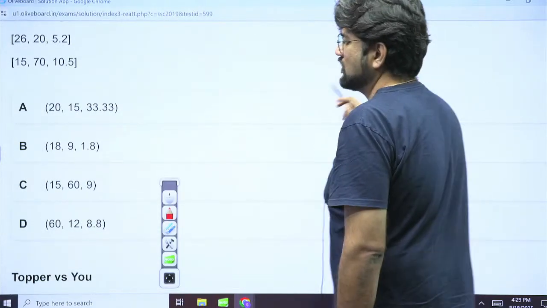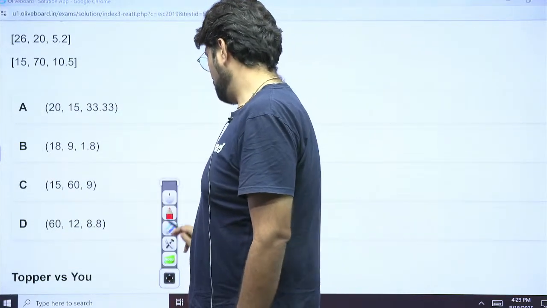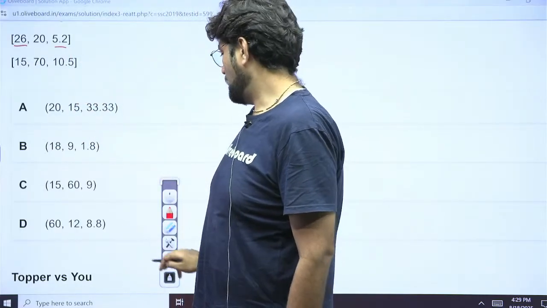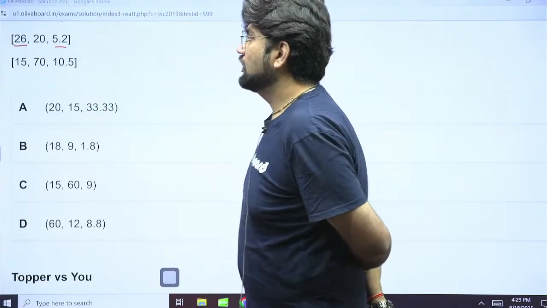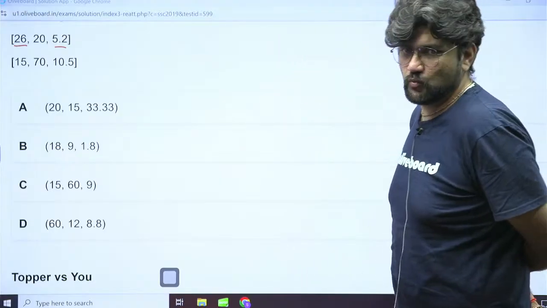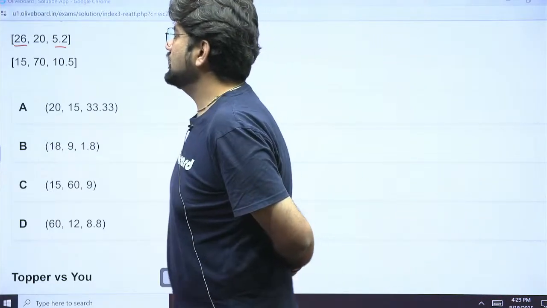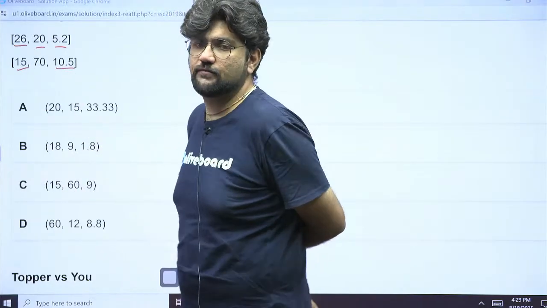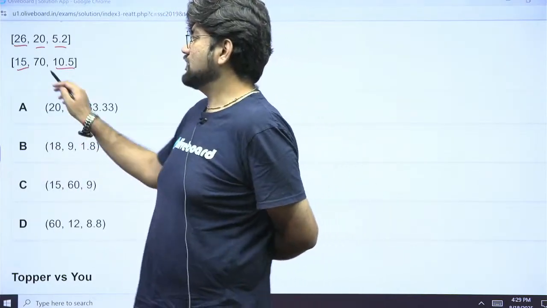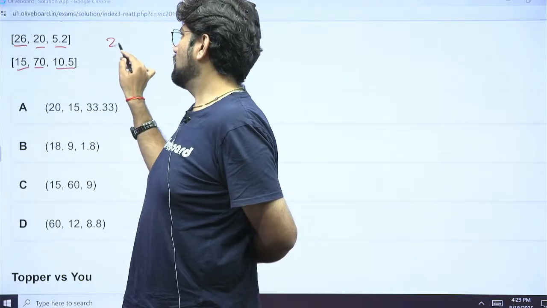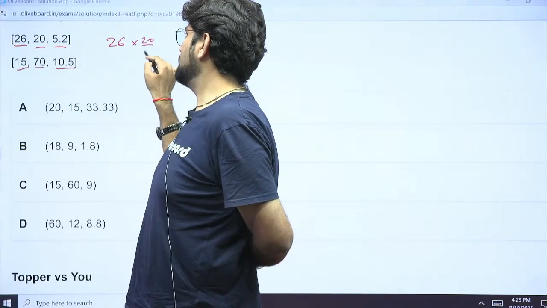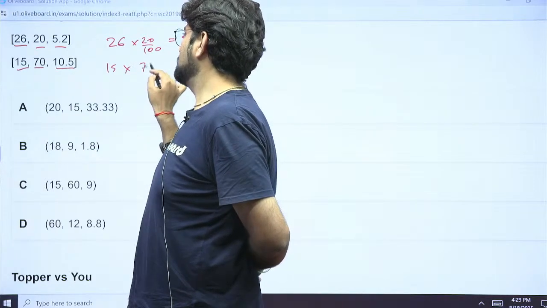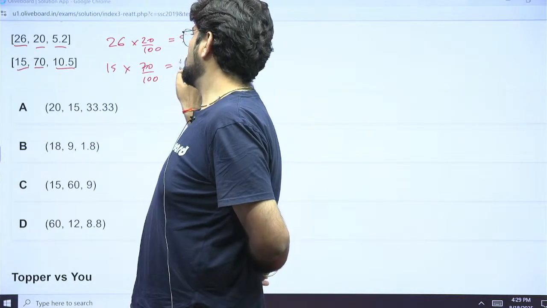Now this one also you will not take a lot of time to figure it out. Why? Because you will see this is 26 and this is 5.2. Right? So you are simply multiplying it by 0.2. Okay. How do I obtain 0.2 from 20? Let me check it here also. 15 into 0.7 is going to give me 10.5. So basically I am just multiplying this and dividing this by 100 to get 5.2. And I am multiplying this, dividing this by 100 to get 10.5.